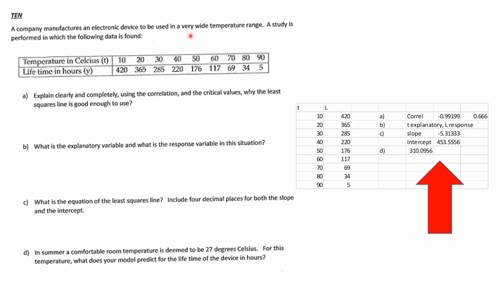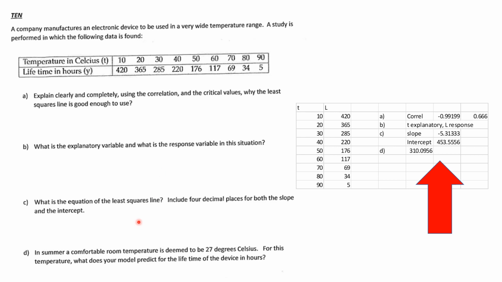Problem 10, you were to do least squares regression, and so what you did is you take T and L. The explanatory variable was T, and the lifetime L was the response variable, and the correlation is negative 0.99199, and the critical number from our table for this number of data points was 0.666. Since the absolute value of this is bigger, that is good enough to use, and you should have explained that by comparing the absolute value of this with that number. I talked about what the explanatory variable and response variable was.